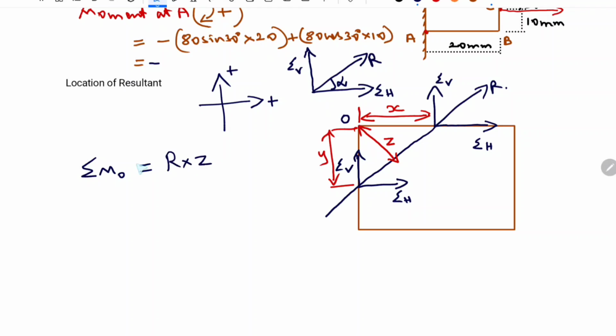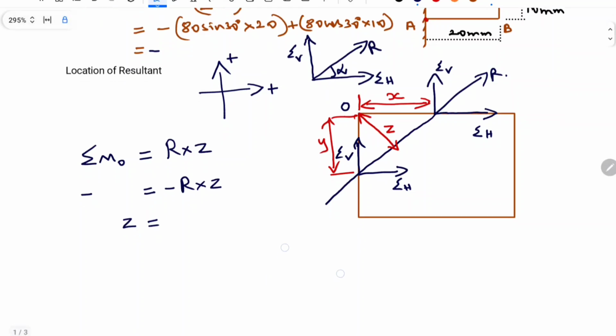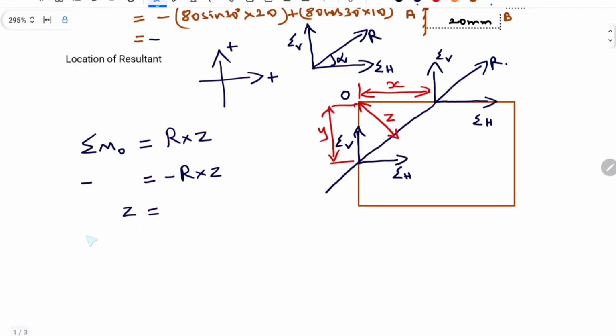If you are considering the direction, the summation of moment about O is acting in the negative direction because it is acting in the anti-clockwise direction. Now, to take the resultant moment, the resultant is also acting in the anti-clockwise direction. So, we can take minus R into Z, and we know the magnitude of R, and we can find out the Z value.